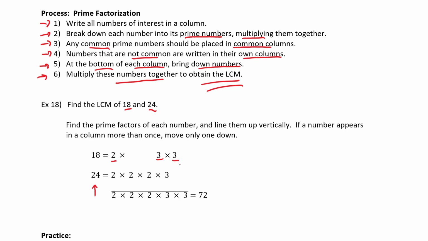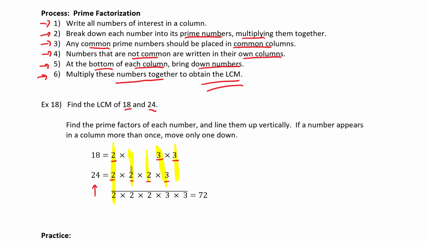24 is what? 12 times 2. Well, we have 2. 12 is not a prime number. We can break down 12 into 2 times 2, which is 4, and 3. What we then do is we've written the numbers like this so that they're common. These get their own columns like that.